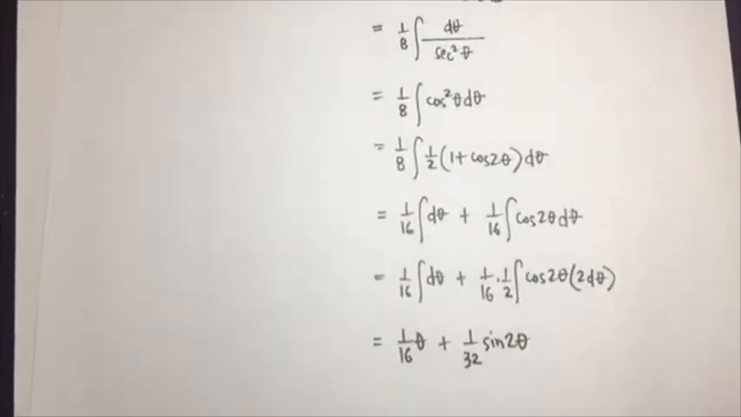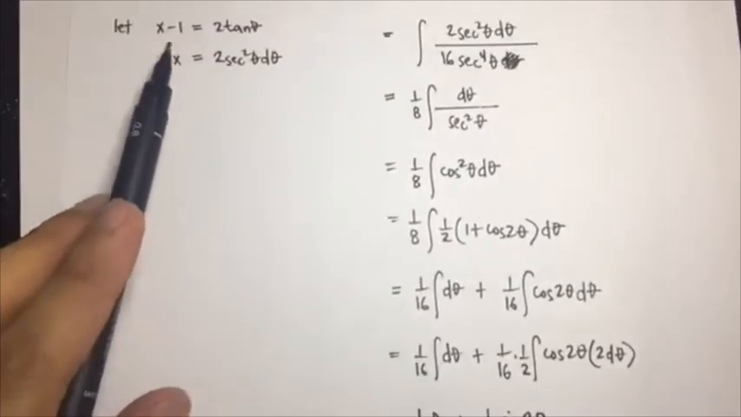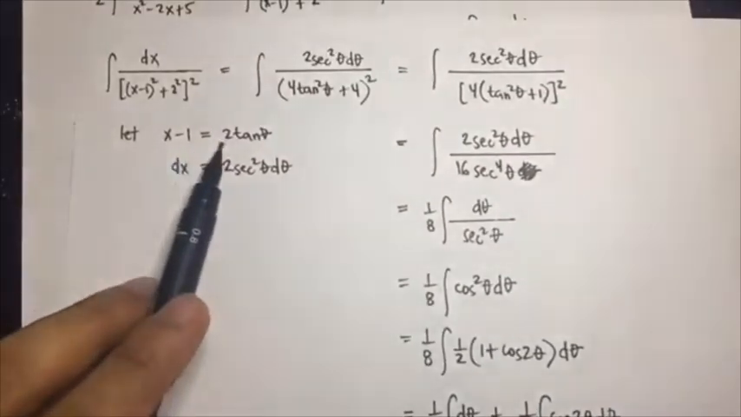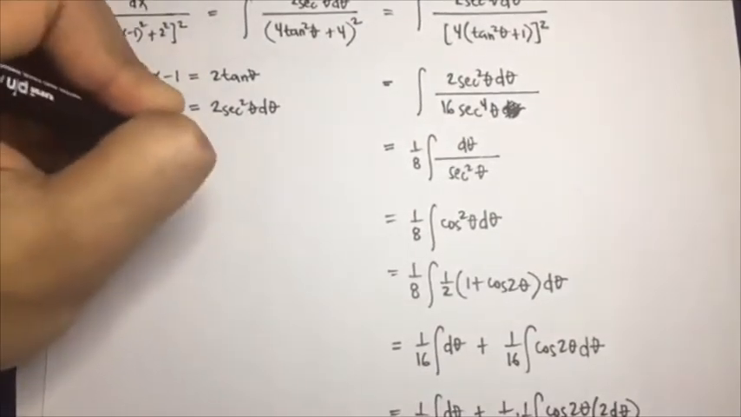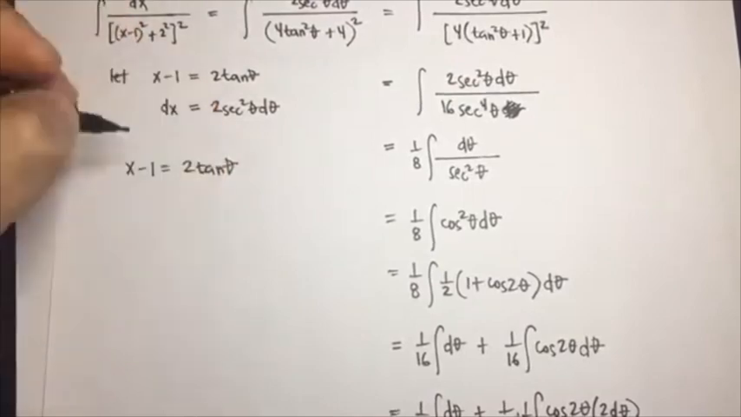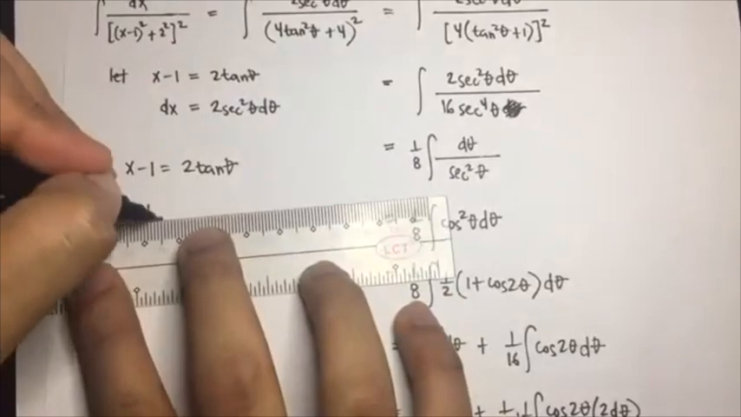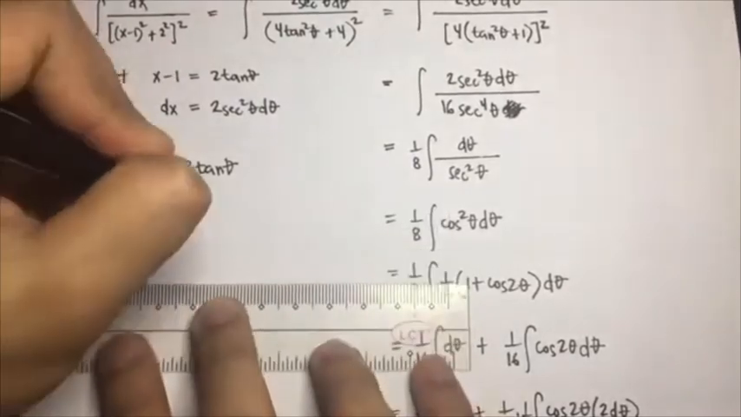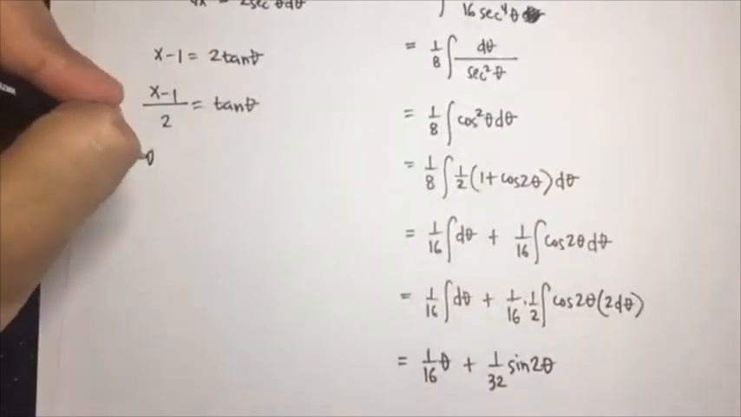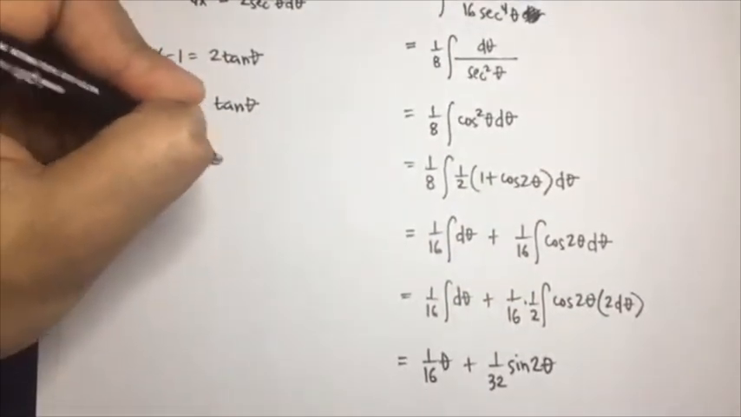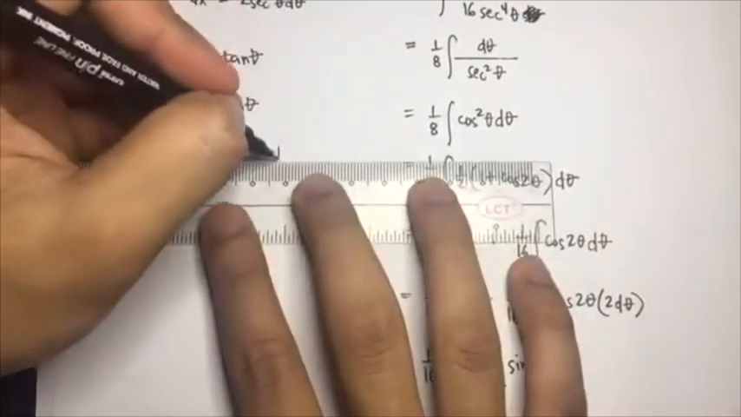Okay, so from our substitution, we have x minus 1 equal to 2 tangent of theta. Dividing both sides by 2, we'll have x minus 1 over 2 equal to tangent of theta. Therefore our theta is equal to arctangent of x minus 1 over 2.